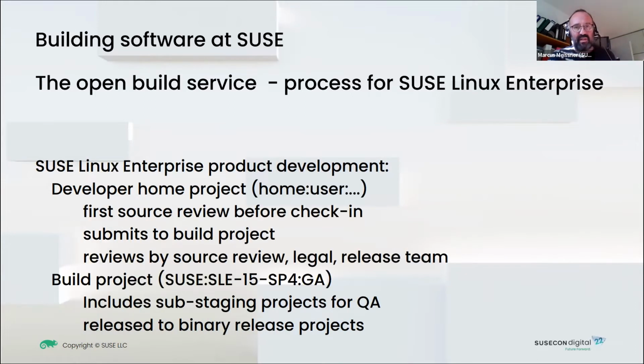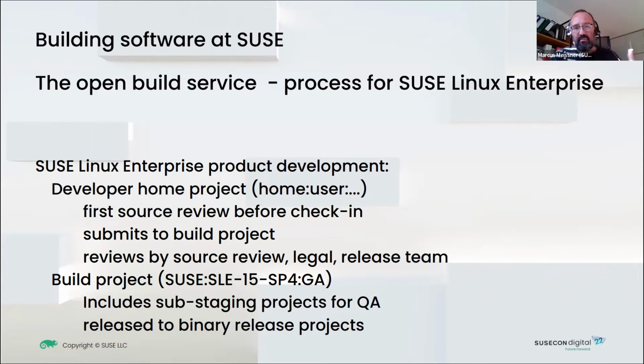For instance, SUSE Linux Enterprise development is a two-stage thing. We have developer homes, our package maintainers. They do their test builds, they do their check-ins there, see if it has built, and then submit a request for copying to the build project. And this request is reviewed by source review teams, legal team, legal automation, release automation, and whatever you can envision.